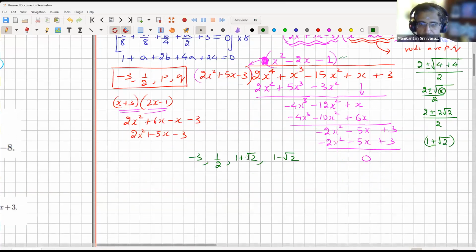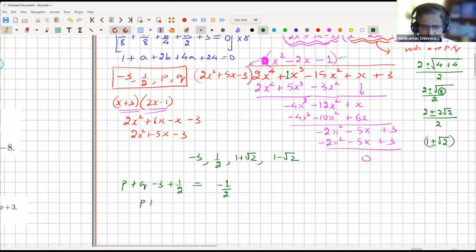So let me do the sum and product of roots. The sum would be p plus q plus -3 plus half. That's the sum of the 4 roots, and that is minus b by a, so -1 by 2. So how much is that? If I simplify, p plus q minus 2.5 equals -0.5, so I know p plus q is 2.